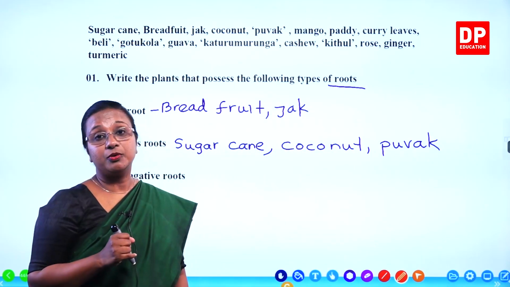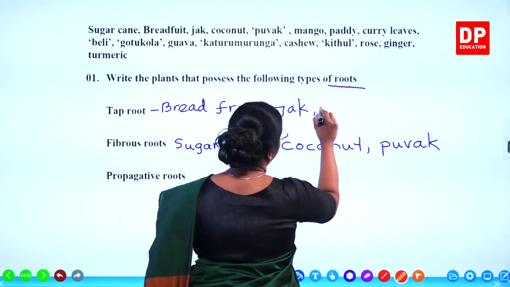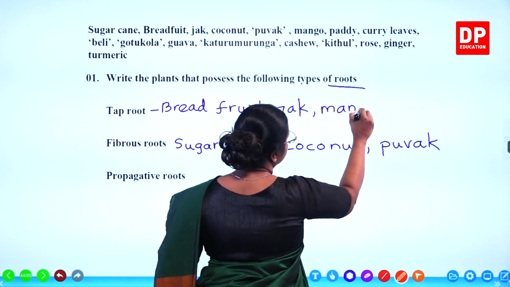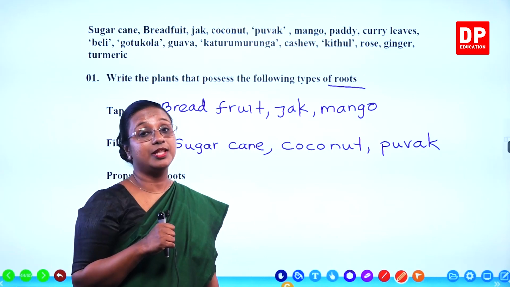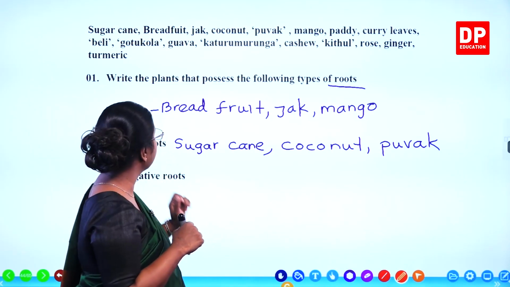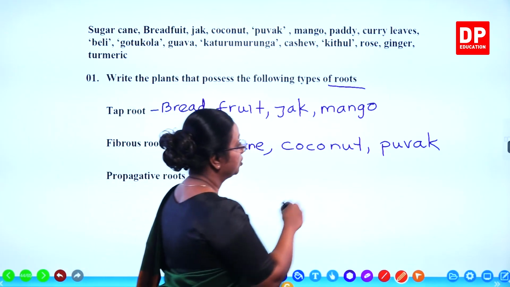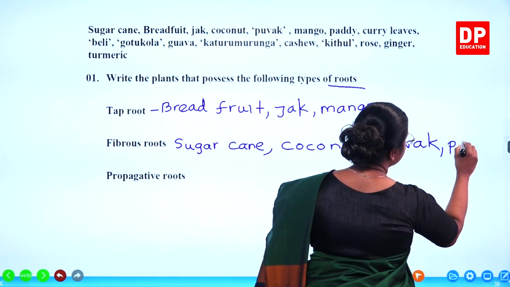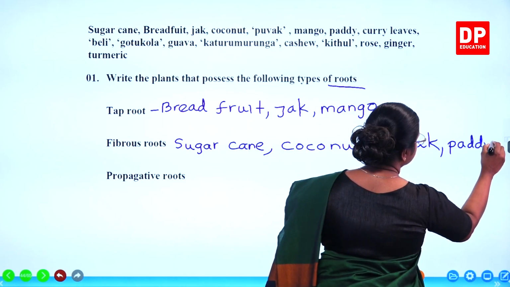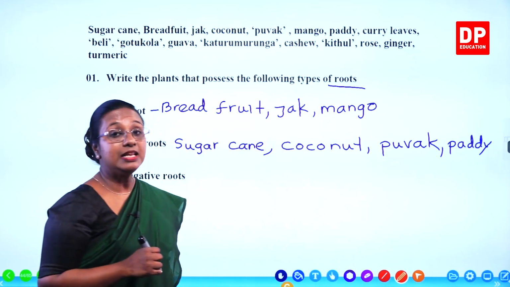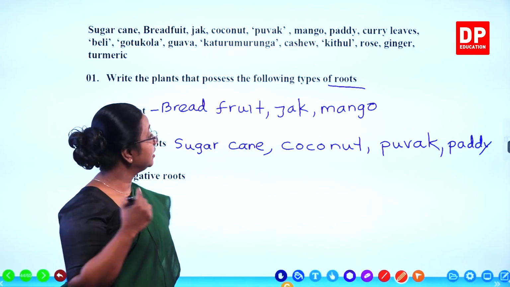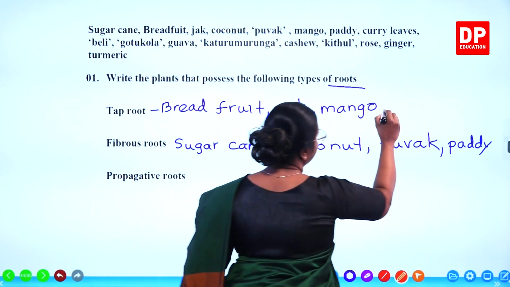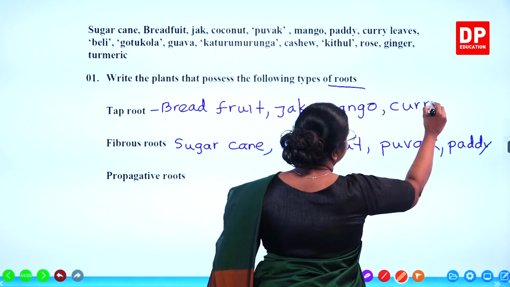How about mango? Mango is taproot. Paddy, what is the root there? In paddy, there are fibrous roots. So paddy also comes here. Then curry leaves. What are curry leaves? They also have the taproot. So curry leaves come here.